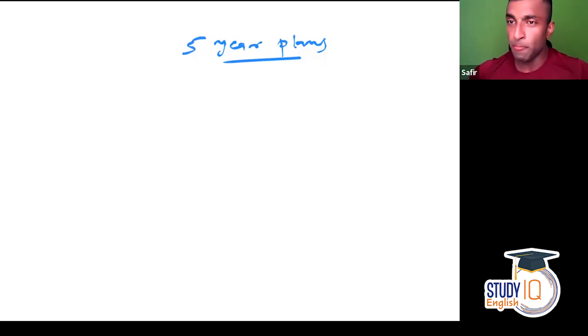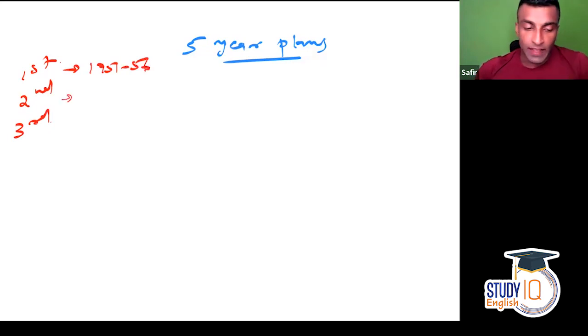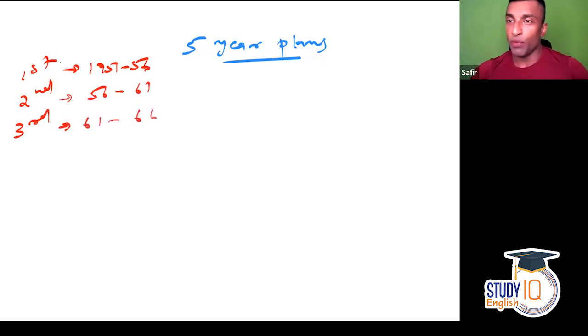So I'll just talk about the plans first. The first plan, then the second plan, and then the third plan. The first plan is from 1951 to 56, a 5-year plan. Then 56 to 61, and then 61 to 66. What you need to remember is plan 1, plan 2, plan 3, 3 plans and then a 3-year gap. After 3 plans, there is a gap of 3 years. And this is what you call plan holiday.